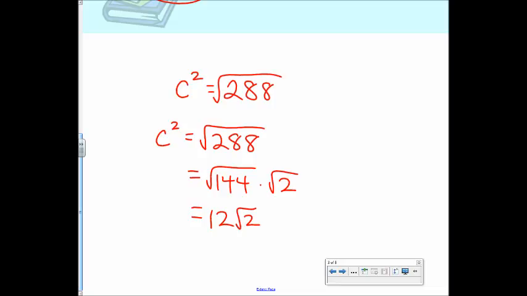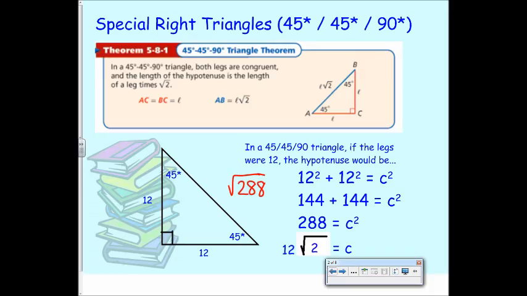Now, in a... Do you notice anything here? Juan? There's two 12s here, and there's a 12 right there. Okay? So in a 45, 45, 90 triangle, the pattern is that if this is your leg, let's call it L, and your other leg is also L, which it's going to be because it's an isosceles triangle, then the hypotenuse is always L times the square root of 2.